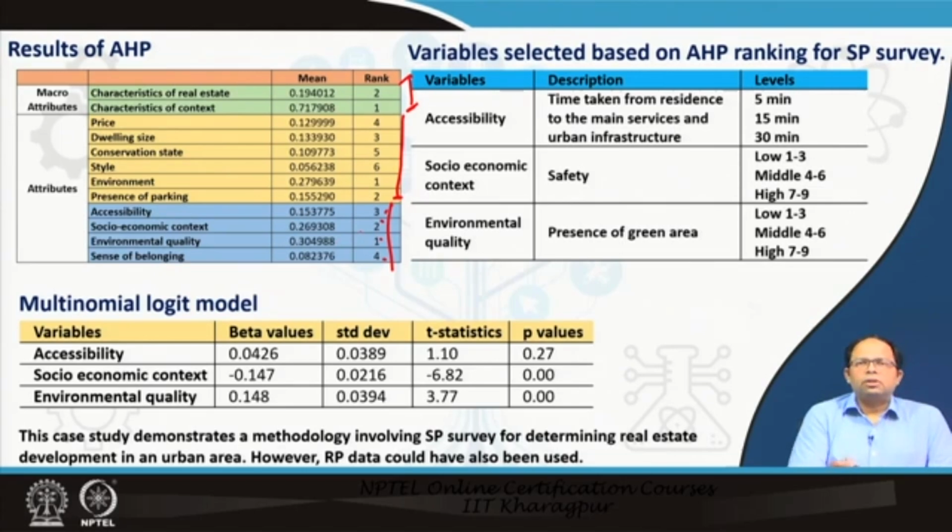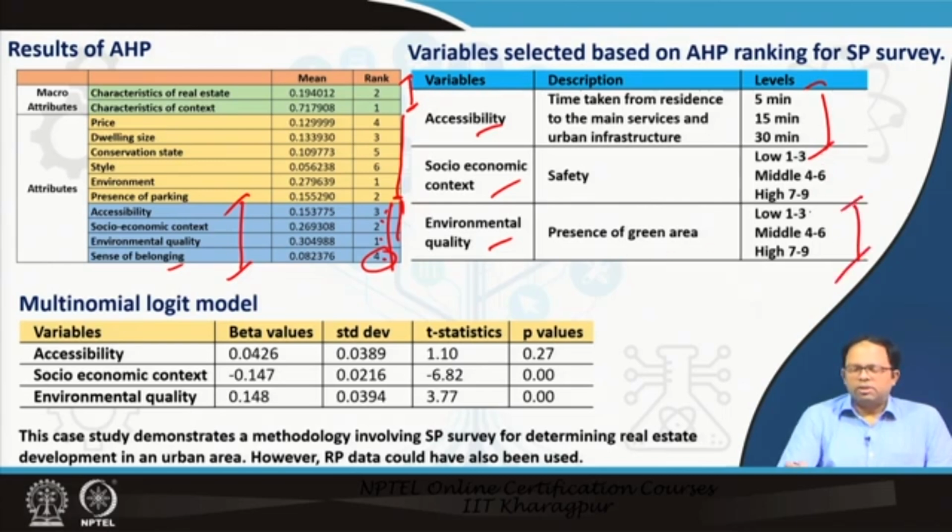In this particular research, these were the parameters which were further considered for doing an SP survey, where accessibility, socioeconomic context and environmental quality were taken. Sense of belonging was not taken because it was the last rank. So, only the first 3 ranks were chosen, and then several levels were determined for accessibility: 5 minutes, 15 minutes, 30 minutes. Then socioeconomic context, safety of low level, middle level, high level, and environmental quality, presence of green. This also had 3 levels considered.